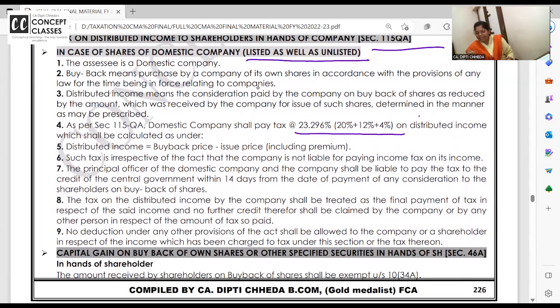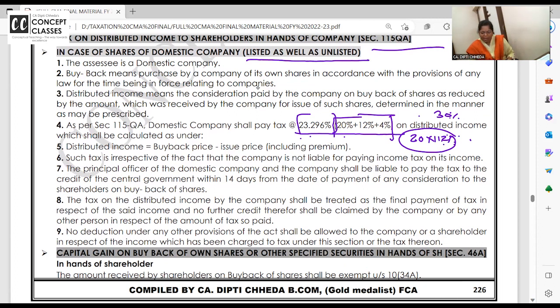23.296%. Pick up your calculators. Suppose your transfer value is 100. On 100, 20% tax. Calculator, 20 into 100, and add 12% surcharge. Highest surcharge for companies 7 and 12%. You all remember or not? Ma'am, but tax rate is 30%. Yes, you are right. But buyback tax is 20% on that 12% surcharge. And on tax plus surcharge, 4% cess. If you remember this part, you will be able to do this in exam. 23.296% on the distributed income.